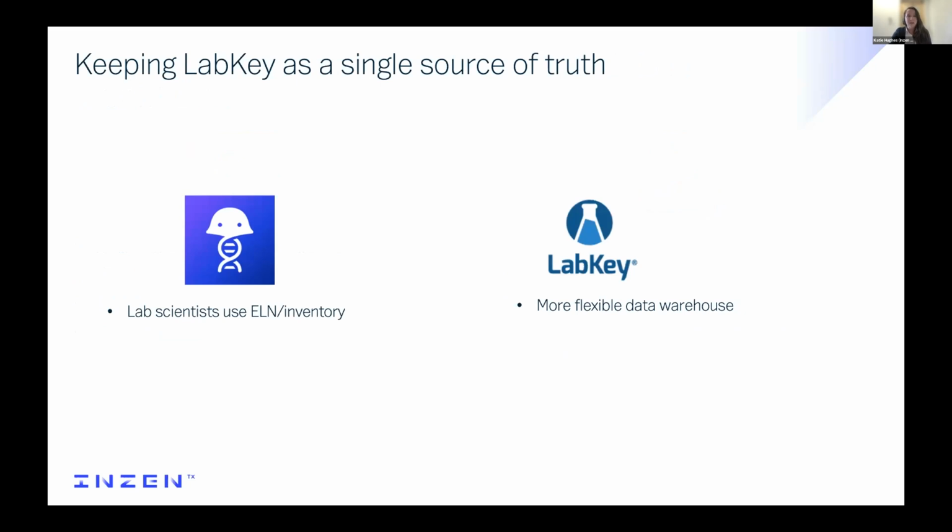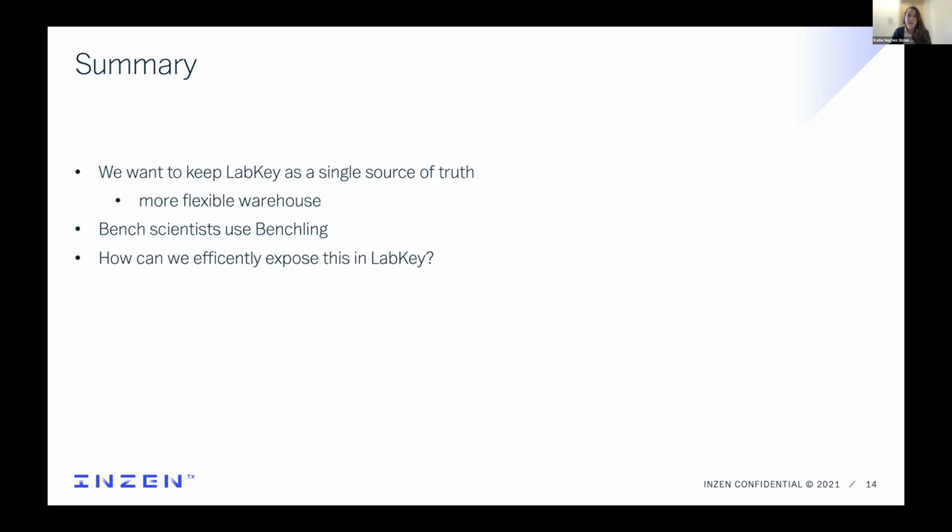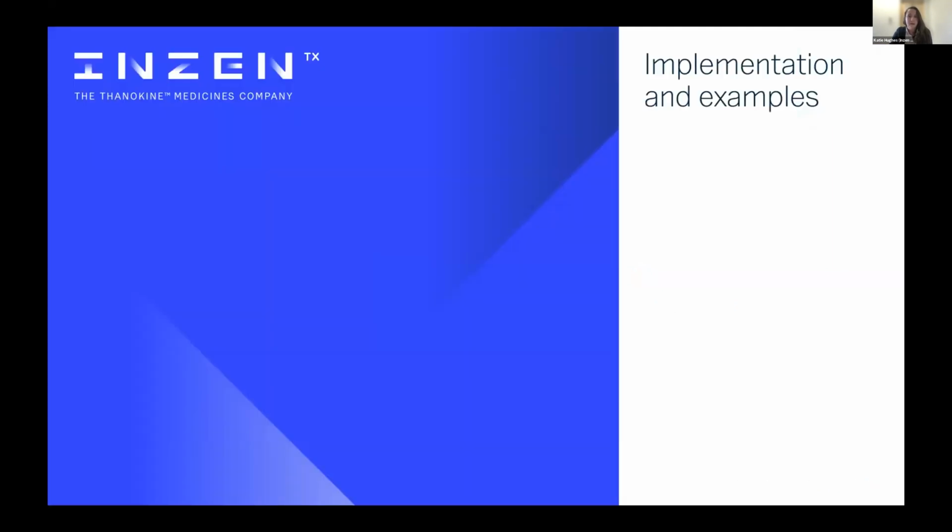So how do we keep this as a single source of truth? Our solution would be to expose the Benchling warehouse in LabKey. So we want to keep LabKey as a single source of truth. Bench scientists use Benchling, so how do we efficiently expose this in LabKey? And so now I'd like to go through some technical details on implementation and examples.